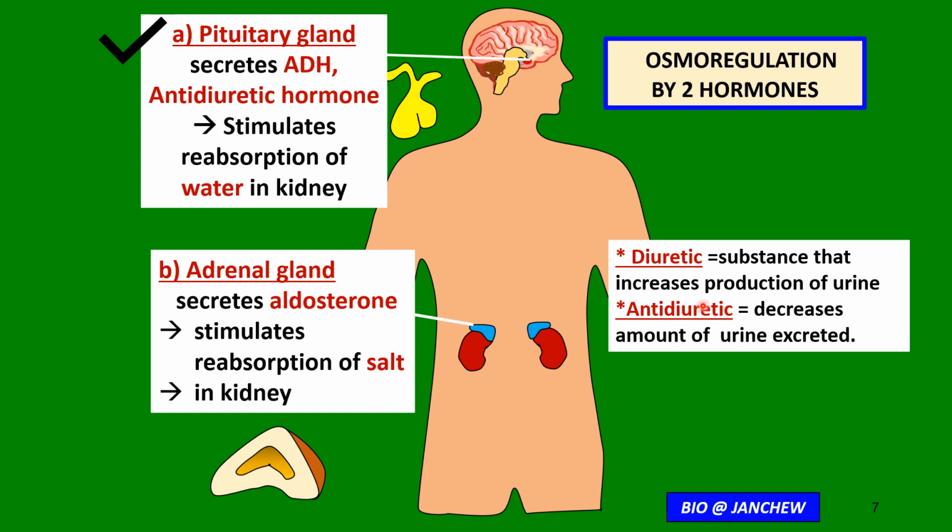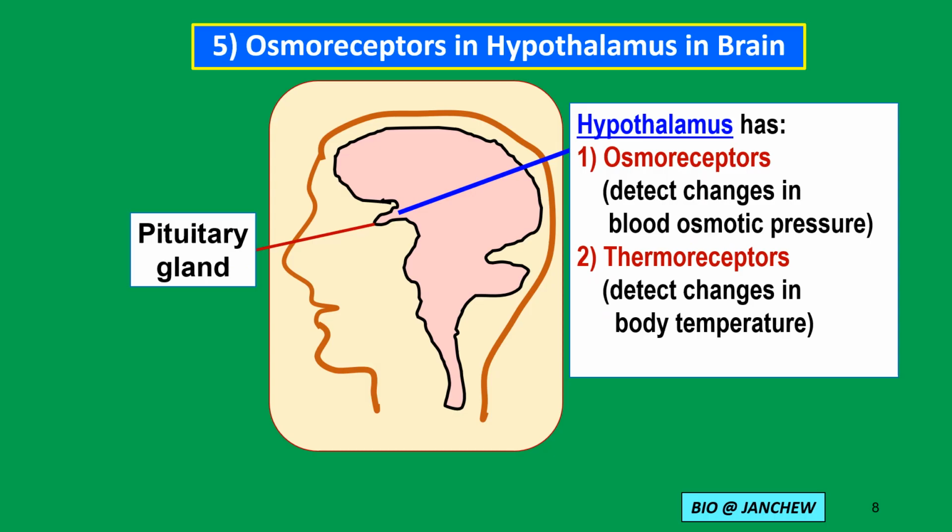But when we say antidiuretic, that's the opposite of diuretic. It means that this substance decreases the amount of urine excreted. And that's what this hormone does, the antidiuretic hormone that is secreted by the pituitary gland. If the amount of antidiuretic hormone is more, there's more reabsorption of water from the urine back into the blood in the kidney. So less urine will be excreted. If the antidiuretic hormone is secreted in greater amounts, the volume of urine excreted will be less, because more water will be reabsorbed back into the blood, so there'll be less water in the urine.